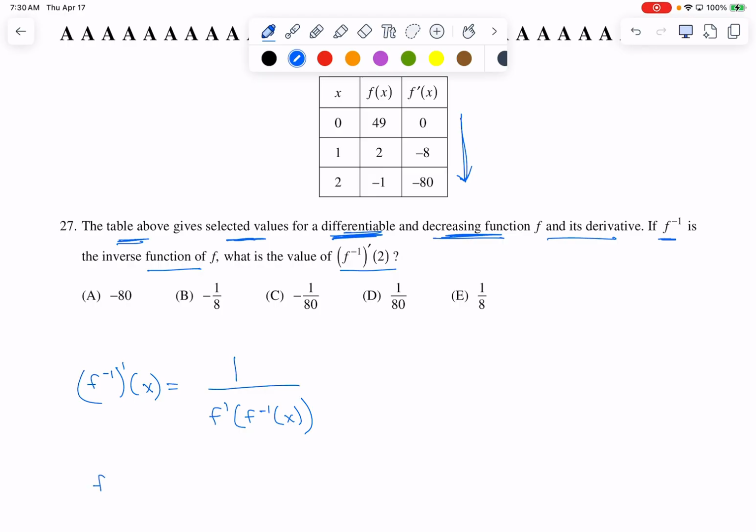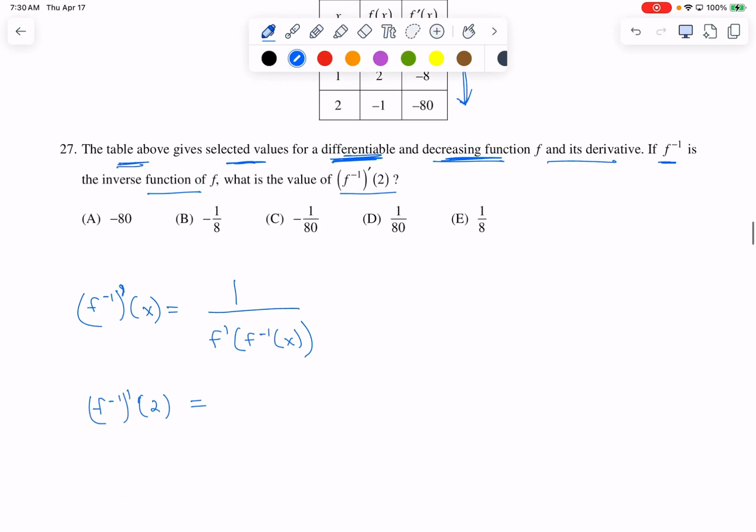If you want to do the derivative of the inverse at 2, it's 1 over the derivative of the original evaluated at the inverse of 2. Now remember, the inverse is when you go in reverse. So it's going to be 1 over the derivative of the original evaluated at the inverse at 2.